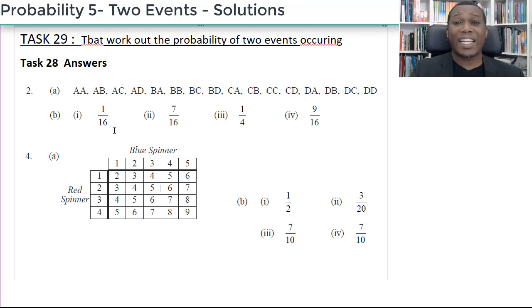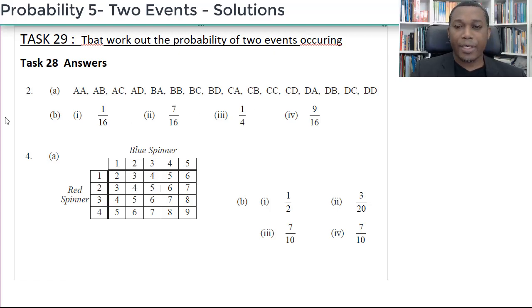What's the probability of getting an A at least once? Getting an A at least once, you're looking for every listing that has an A, whether it's the first A, the second A, or even this case where it has both A's. So 1, 2, 3, 4, 5, 6, 7. So 7 ways to get an A. That's how we came up with 7 on 16. You were looking through to find which of these combinations had an A.